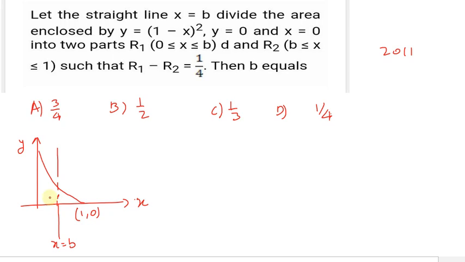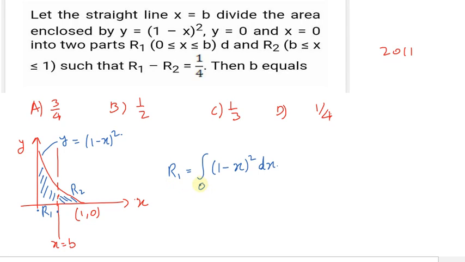Now I can see that this region is marked as R1 and this region is marked as R2. If I am to find out R1 separately first, I'll write R1 is equal to the area under this curve, the curve being y is equal to 1 minus x square. So this R1 area will be obtained by integrating 1 minus x whole square dx under the limits from this point to this point, that is 0 to b.